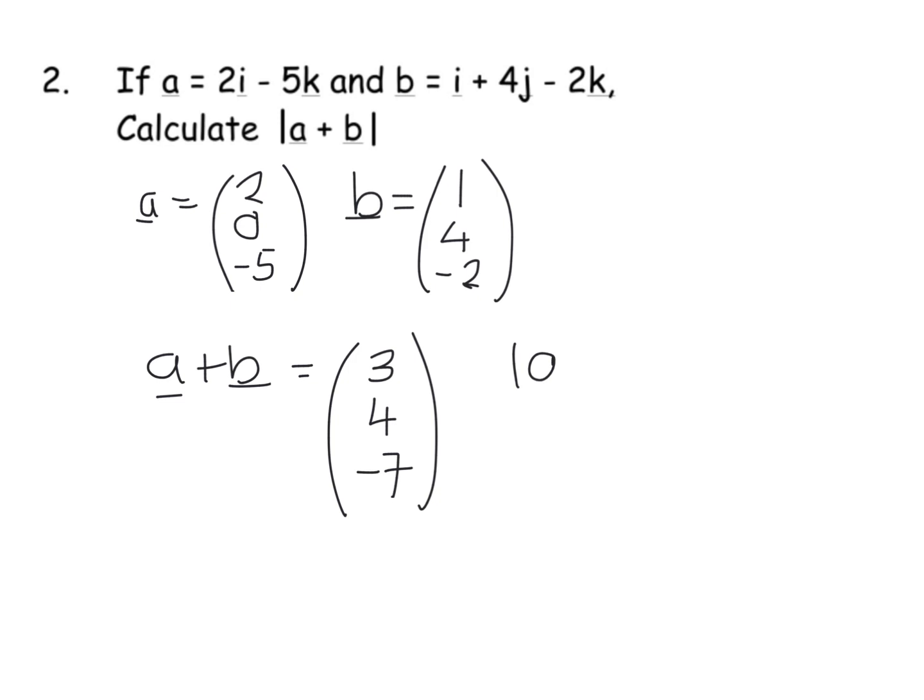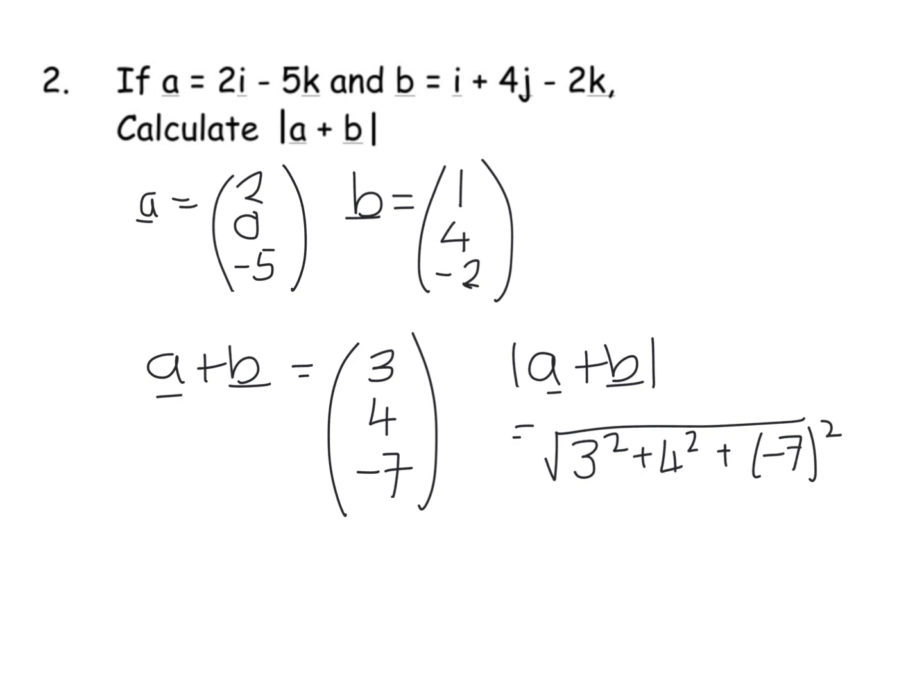So to get the magnitude of a plus b, you now do the bit of Pythagoras. So it's the square root of 3 squared plus 4 squared plus negative 7 squared. Please remember, don't put that negative into your calculator if you're doing it in a calculator. So I'm going to do it without. So that would be 9 plus 25 plus 49.